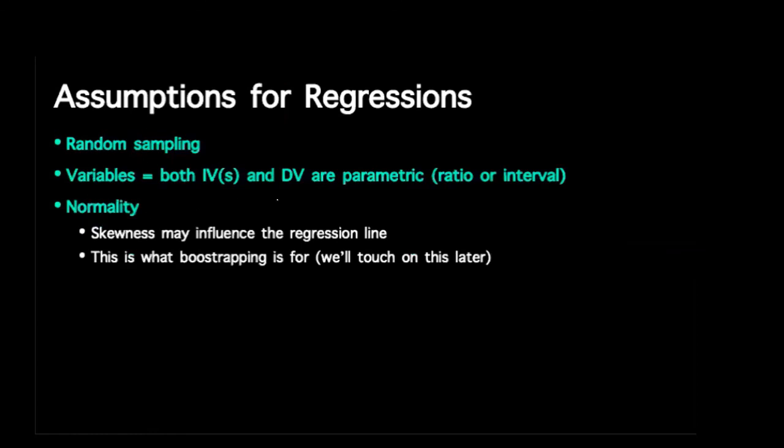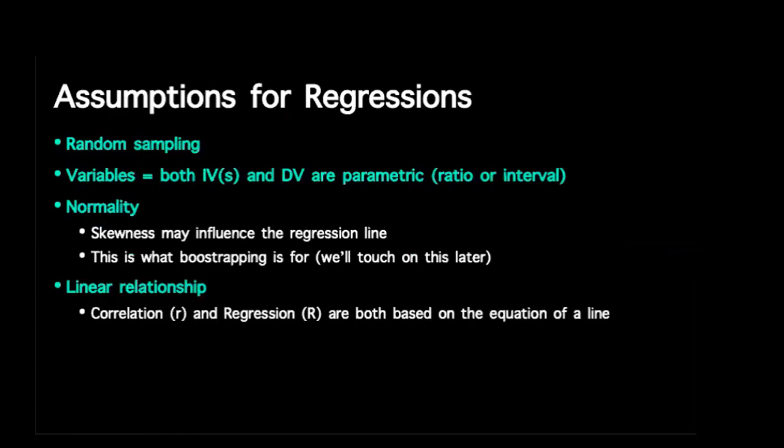For regressions, same base 3, right? Random sampling, our variables have to be parametric, both independent and dependent, right? And then we have to have some degree of normality. Again, we have to have linear relationships where the slope of our correlation is r, and the slope of regression is b. I'm just going to emphasize that. And then no multicollinearity, okay?